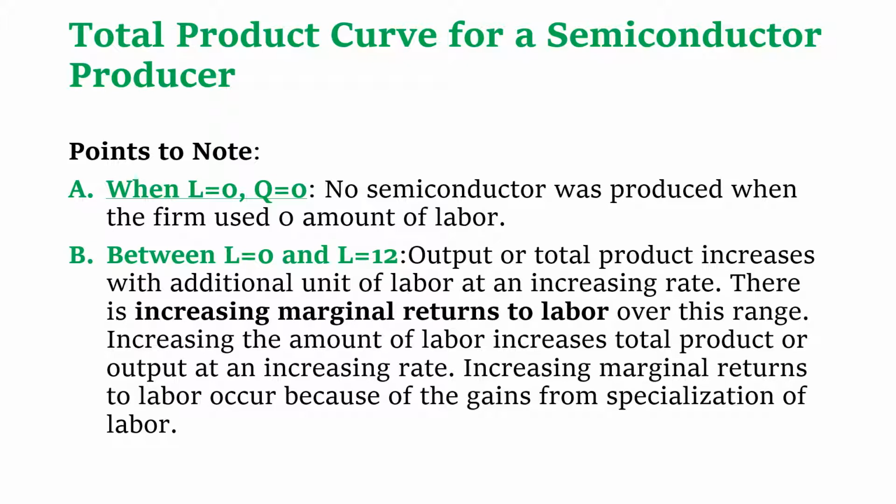Now, these are the points that you need to note. When he's not using any labor, he's definitely not producing anything. Between L equals 0 and L equals 12, output will be increasing with additional units of labor at an increasing rate. So why? Because of increasing marginal returns to labor over this range.